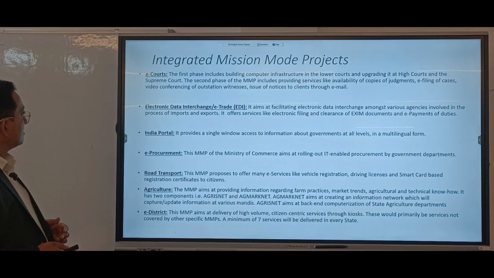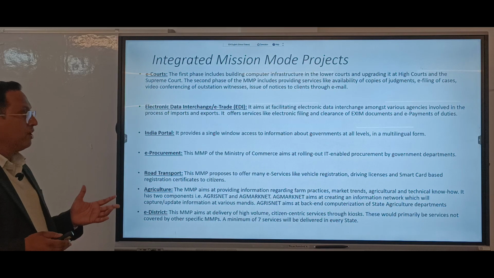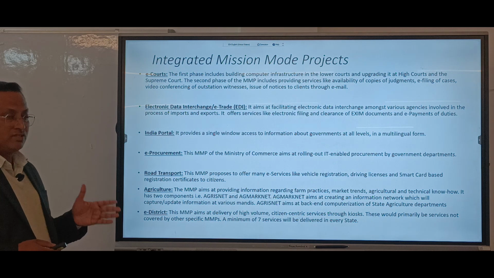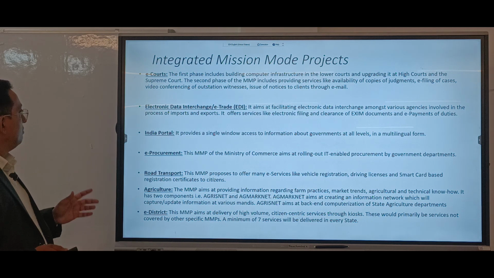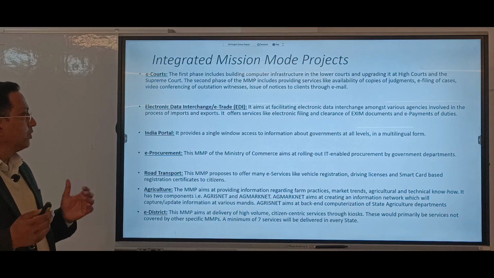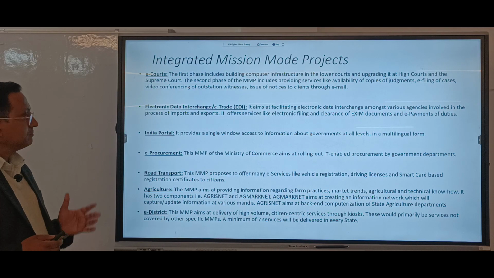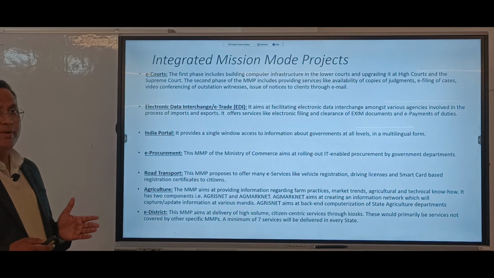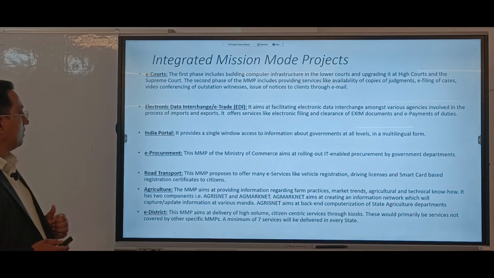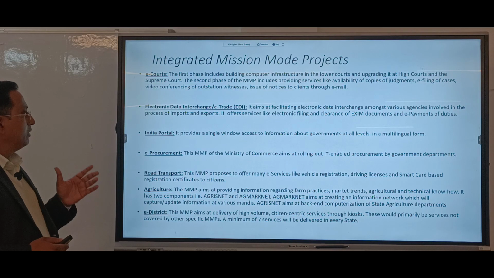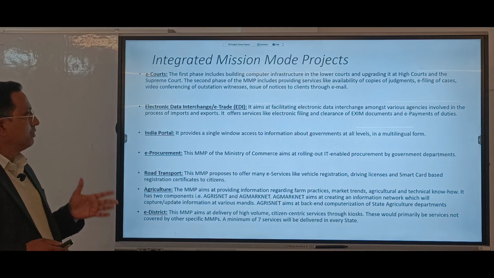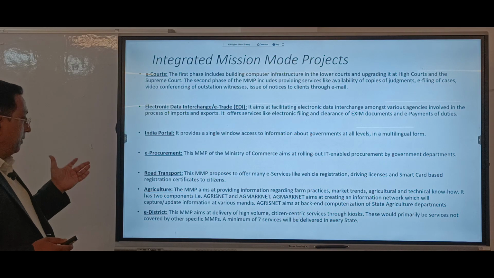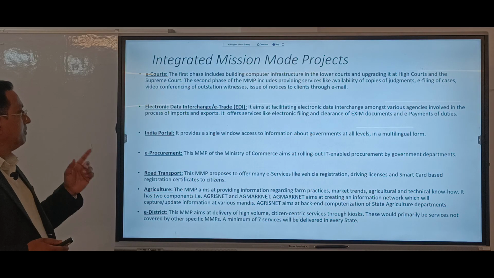Second one is the electronic data interchange or e-trade. Electronic data interchange amongst various agencies involved in the process of imports and exports. It offers services like clearance of EXIM documents and e-payment of duties. It provides a single window access to information at all levels in a multilingual form.